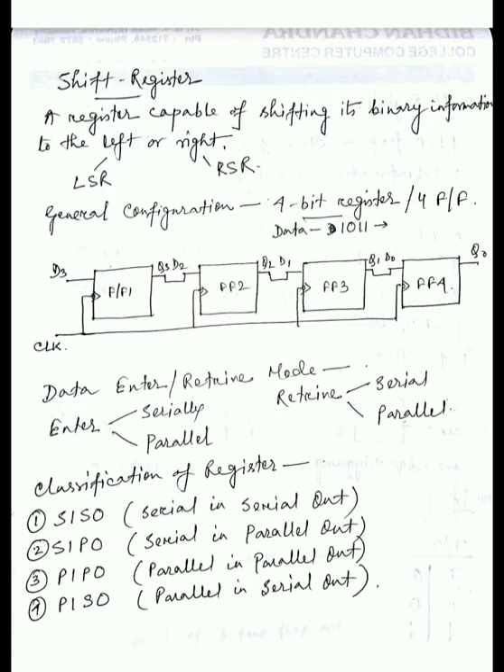Here we store 4 bits, so it is a 4-bit register. A 4-bit register means we need 4 flip-flops. You see here, this is flip-flop 1, flip-flop 2, flip-flop 3, flip-flop 4, and all are D flip-flops. D flip-flop means every flip-flop has an input. This is input D3 for the first flip-flop, D2 for the second, D1 for the third, D0 for the fourth. Every flip-flop has one input and one output.